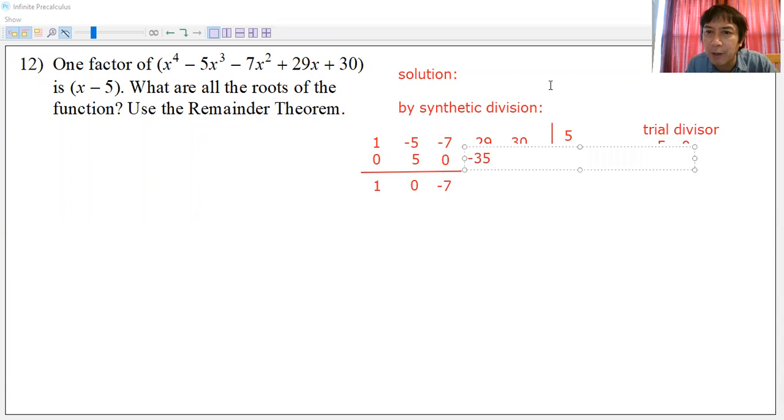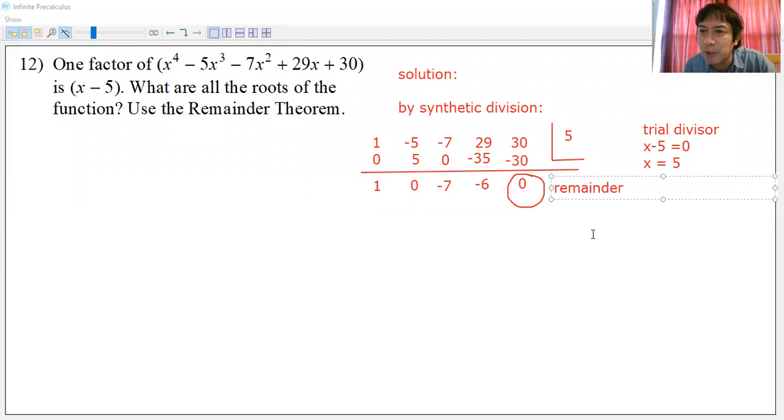All right. What's the sum? Okay, between 29 and negative 35, it's a negative 6. So that'll be a negative 6 over there. Okay, next product is a negative 30. So we have here a negative 30, which will be combined to the positive 30, resulting to a 0 remainder. Okay, it's a 0 remainder.